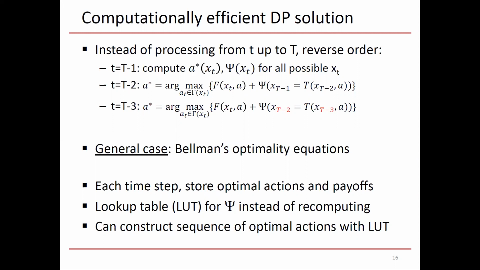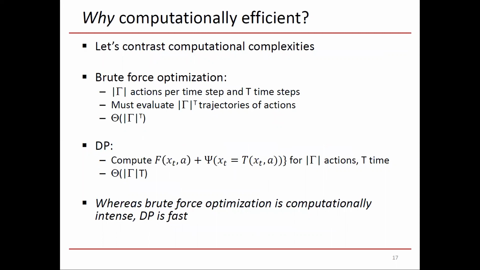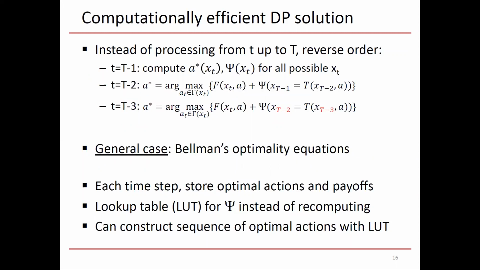The general case, these are called the Bellman's optimality equations, and it's been proved that they're optimal. In each time step, we're storing the optimal actions and payoffs. We're proceeding from the horizon back in time.